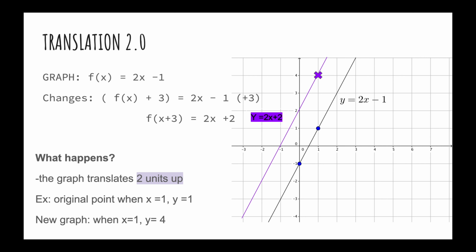What happens is that the graph translates 3 units up. For example, we have this point here, (1, 1), and then it moves up by 3: 1, 2, 3, (1, 4). So for example, x equals 1, y equals 1, and the new graph x equals 1, y equals 4. So it just goes up by 3 units.